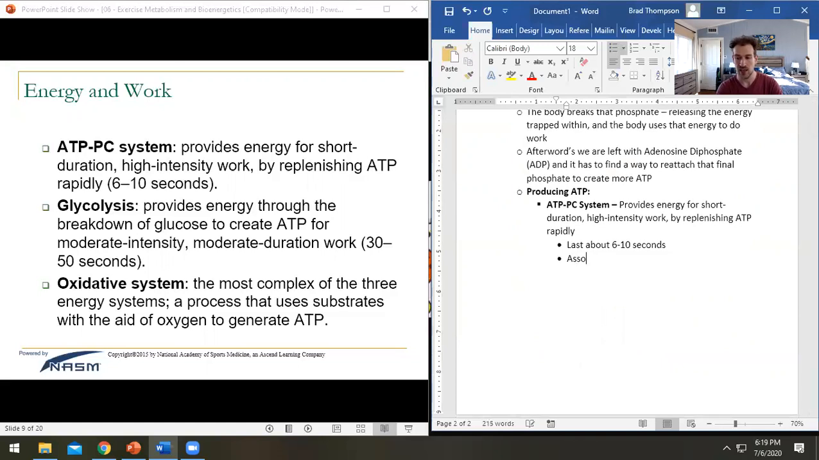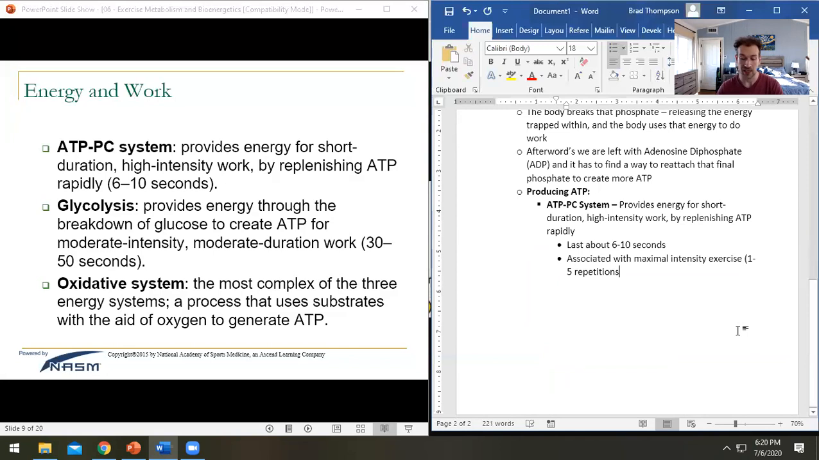This is associated with maximal intensity exercise, right? I don't even like the fact that it says high intensity work here. It should say maximal intensity work. Glycolysis is still high intensity, but they're going to use moderate here. But maximal, I think, is just a much better descriptor. It is as hard as it gets. So maximal intensity exercise is going to be anywhere from 1 to 5 repetitions, right?